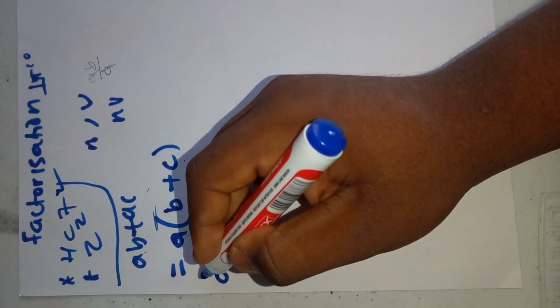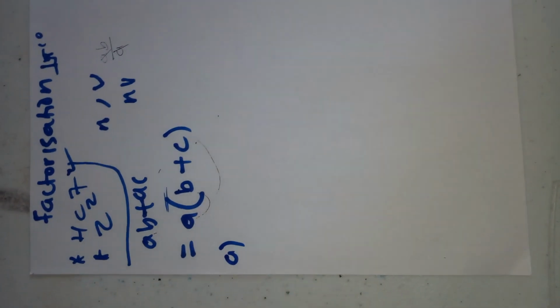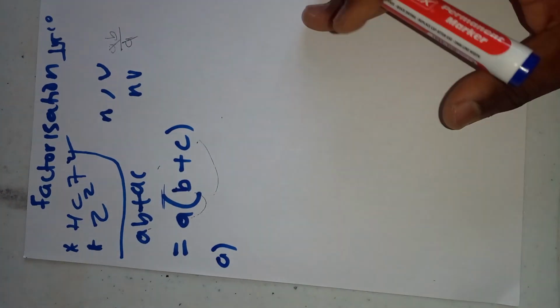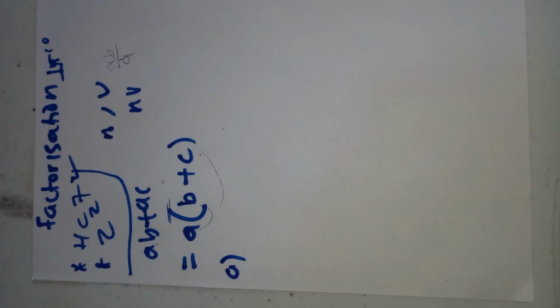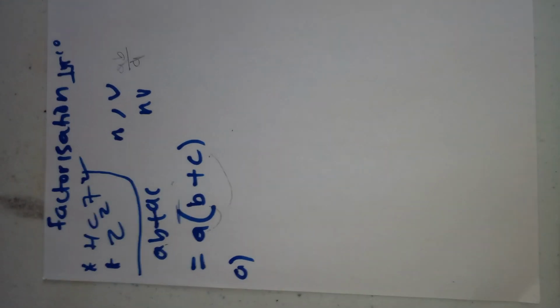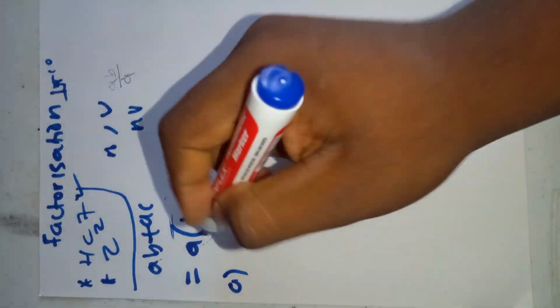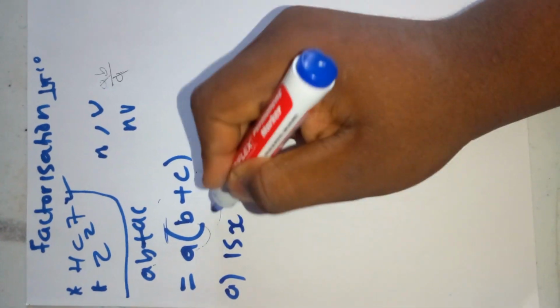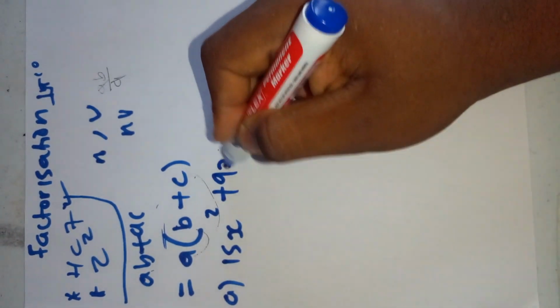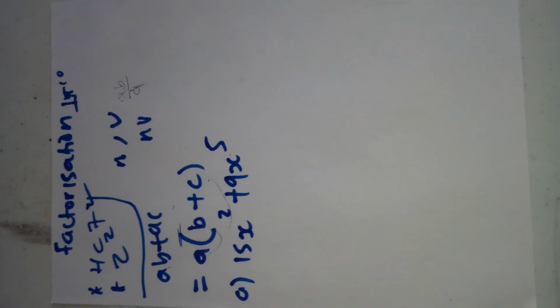So let's start with the first example. They can say factorize the following expression. Okay. So now, even in grade 10, they can just say factorize without even telling you what you must do. So you must know what you must do. So 15x squared plus 9x to the power 5. They are saying factorize.